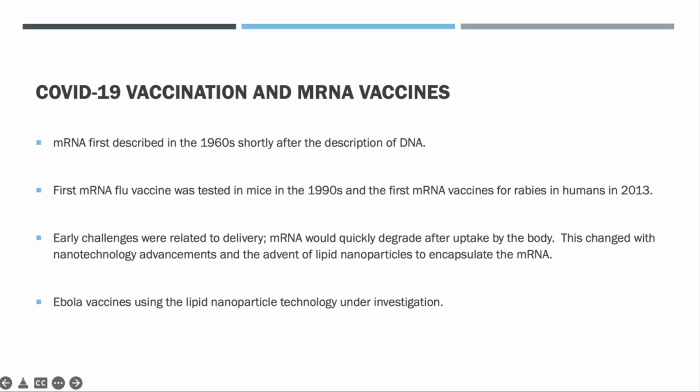And of course, with COVID-19 vaccination, we also know of the mRNA vaccines. mRNA was really first described in the 1960s, shortly after we discovered DNA. The interest in using this as a vector for vaccines has actually been around for a while now. The first mRNA flu vaccine was tested in mice in the 1990s. There's also one under exploration for rabies in 2013.